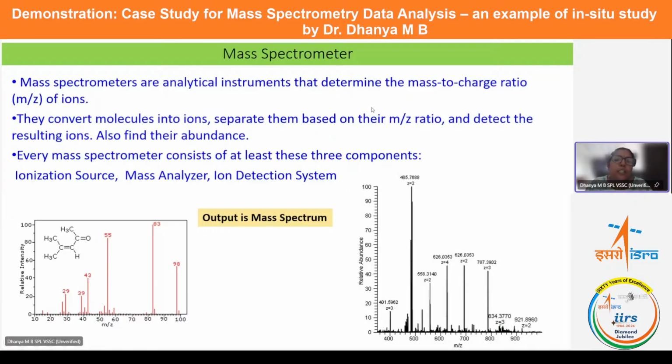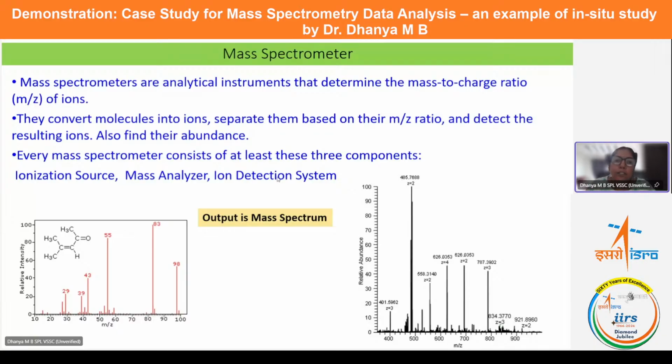Based on mass to charge ratio, we detect the ions, and then we trace back which is the parent atom or molecule. In this process, we find not only what is present but also how much of it is present in the sample. For this purpose, every mass spectrometer will have a source to ionize the sample, then some technique to find the mass and separate the mass, and finally a detector to detect them.